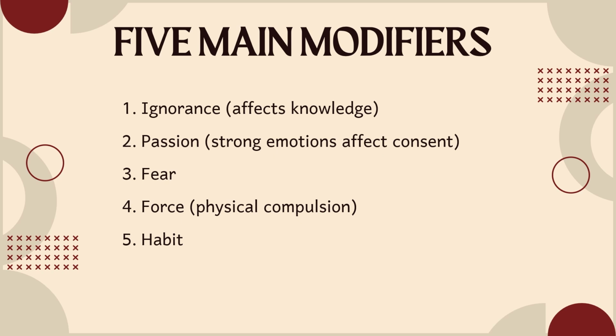Now, what are the five main modifiers? First is ignorance. This affects knowledge. Next is passion, which is strong emotion that affects consent. Then you have fear, force or physical compulsion, and ultimately habit.